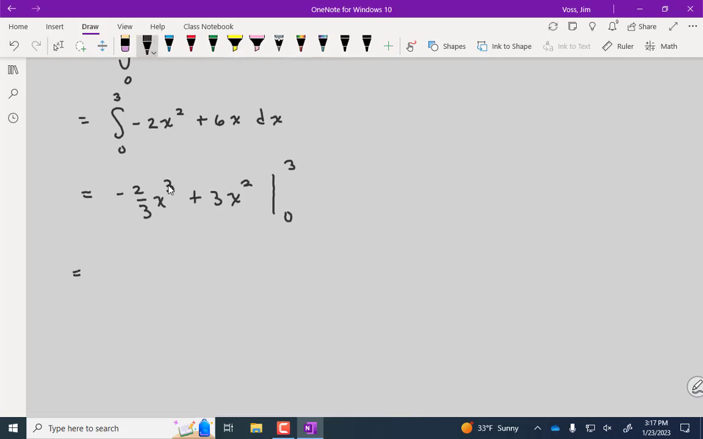Minus the antiderivative at the lower limit of 0. This part of the antiderivative is 0, not going to contribute anything. So we have minus, just a minus, which is plus cosine of 0. Cosine of 0 is 1. Plugging in the 3 here, we get 3 times 3, which is 9. One of the 3's cancels, so we get negative 18. And then 9 times 3 is 27.